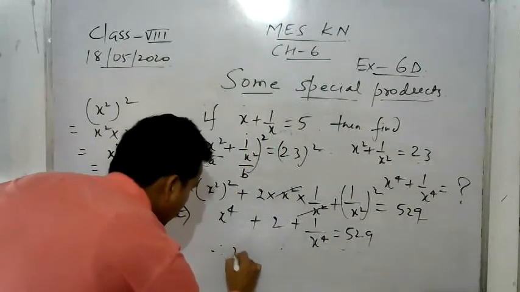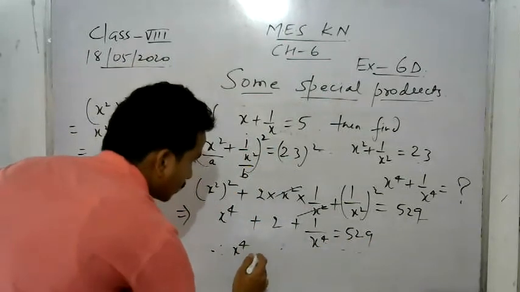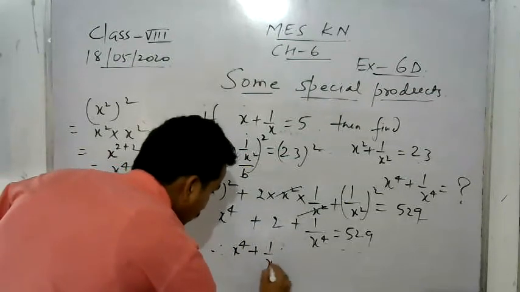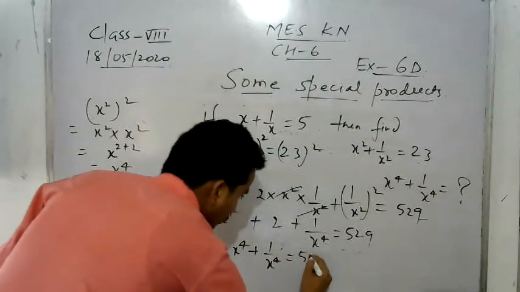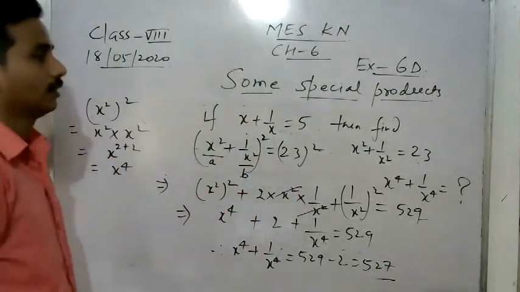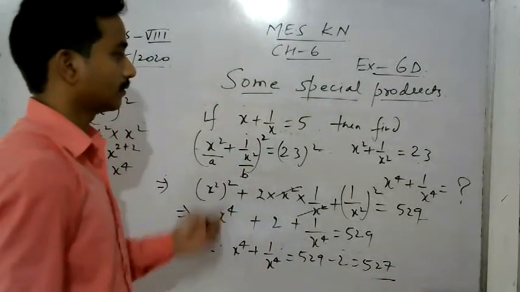Therefore x4 plus 1 by x4 will be equal to 529 minus 2. So 527 will be the answer. In this way you will solve this type of question.